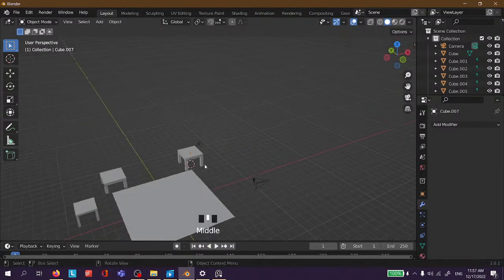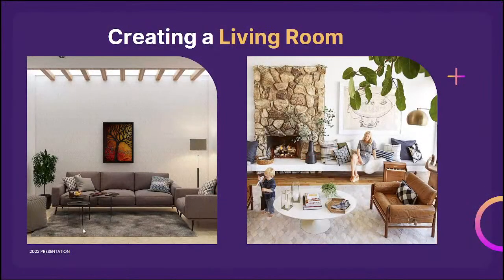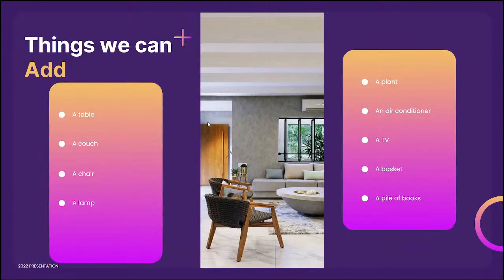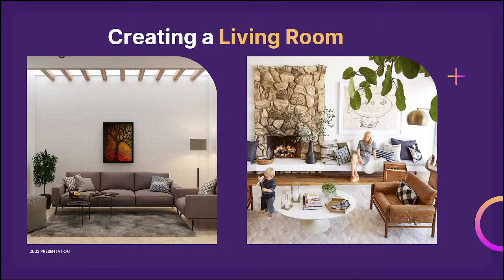Okay, so that's 3 ways to create a table. Now let's think of what to create next. So we could create a couch, a chair, a lamp, a plant, an air conditioner, or a TV. So let's create a lamp first, because it looks pretty simple.